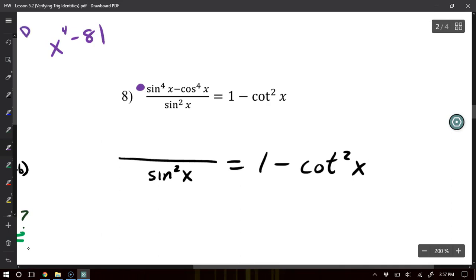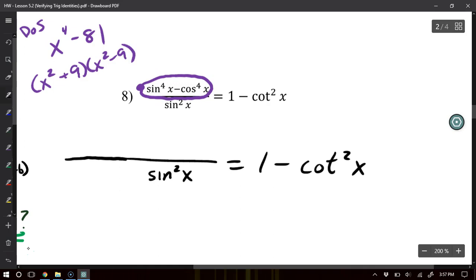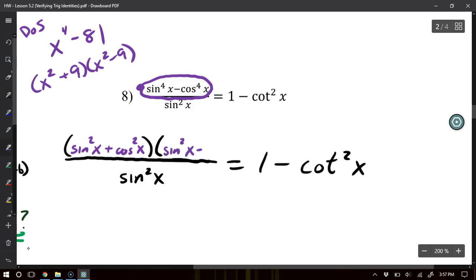And again, this was a difference of squares factoring technique. We would factor it into x squared plus 9 and x squared minus 9. And it's the same right here. These are perfect squares for us. I might want to extend my fraction bar so I can write the whole thing on there. Sine to the fourth power is sine squared of x, squared. So I'm going to write this as sine squared of x plus cosine squared of x, times sine squared of x minus cosine squared of x. And that's using my difference of squares factoring technique.